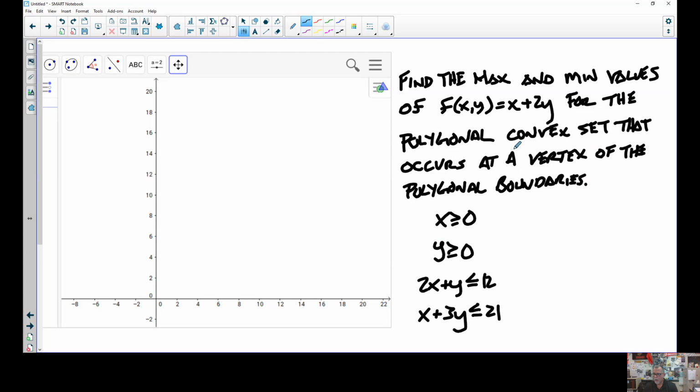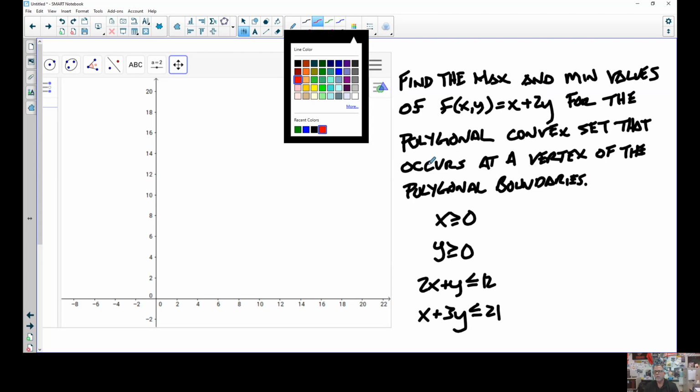We're going to find the polygonal convex set. We're going to find the vertices of that set. And then we're going to plug those vertices into this related function. This function is related to this system. And what we'll find is any max or min values of the solution for this related function are going to happen at those vertices. So we want to plug in the vertices and see what the maximum and minimum values would be. All right, so let's start with graphing.